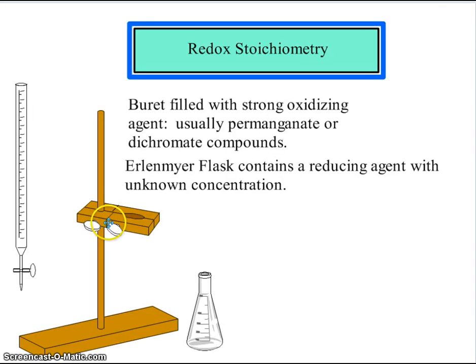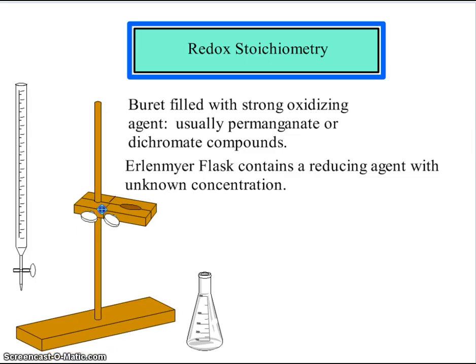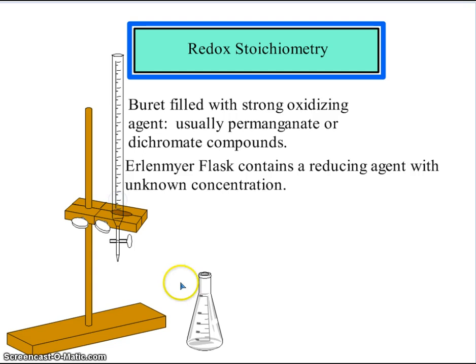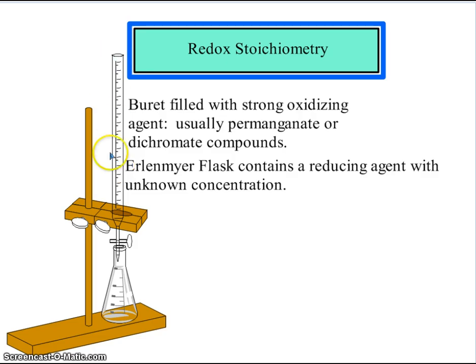So the setup for the redox titration involves a burette stand, a burette, and an Erlenmeyer flask. And typically we put the permanganate in the burette, and we put the sample, which is the reducing agent, in the Erlenmeyer flask.